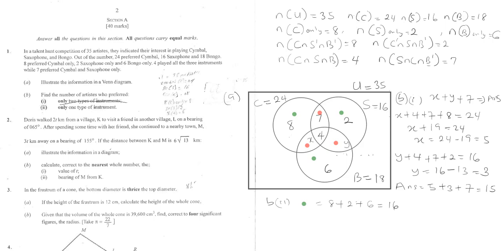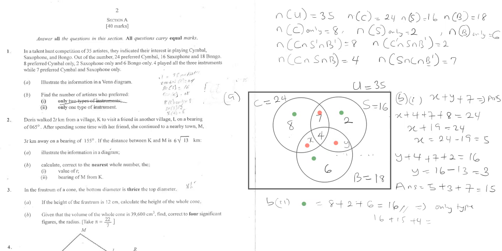This is exactly only one type of instrument. This one is exactly two types of instruments. So if you add exactly two types of instrument plus exactly one type of instrument, you get 16 plus 15 plus exactly 3, that is, those who play 3 instruments, plus 4. It's going to give us the total, which is 35.